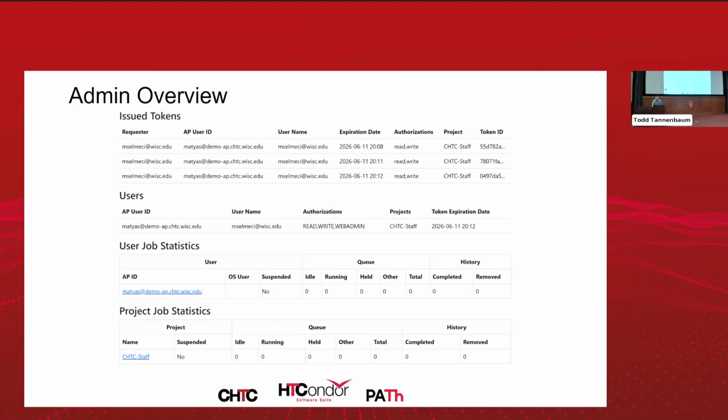I mentioned tracking. There's also an admin overview page on the website. It lists who's gotten a token recently, what kind of token they have, when the token expires, the users that are allowed to get a token, and some stuff about both user job statistics and project job statistics. I just rebuilt this AP, so the numbers are kind of boring, but take my word for it. If you actually submit some jobs, they will increment.